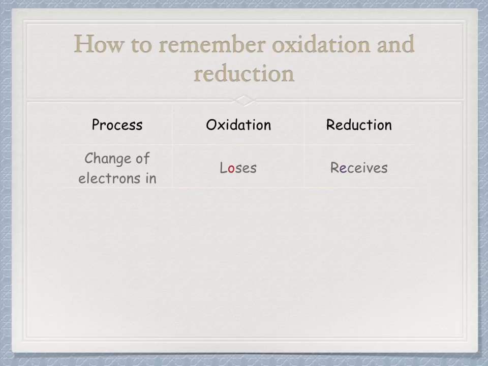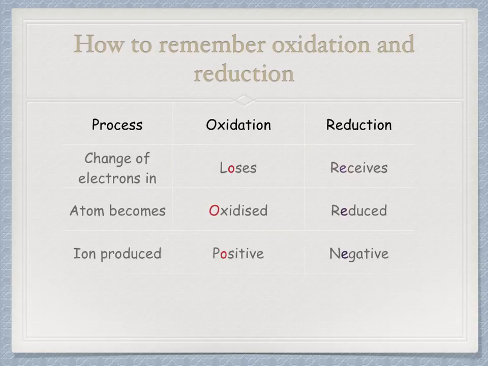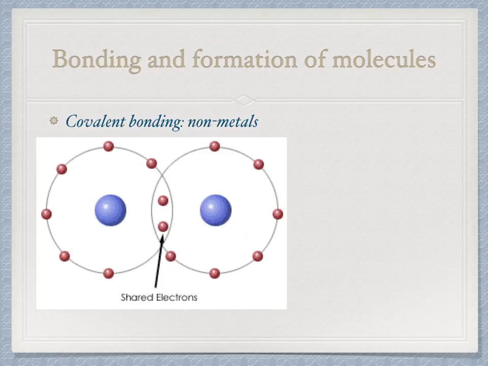So the change of electrons in oxidation, it loses electrons. In reduction, it receives electrons. The atom becomes oxidized in oxidation and reduced in reduction. The ion produced is positive in oxidation and negative in reduction. And the first vowel to remember is O and E. Now let's have a look at different bonding. You've got covalent bonding, ionic bonding, and hydrogen bonding.